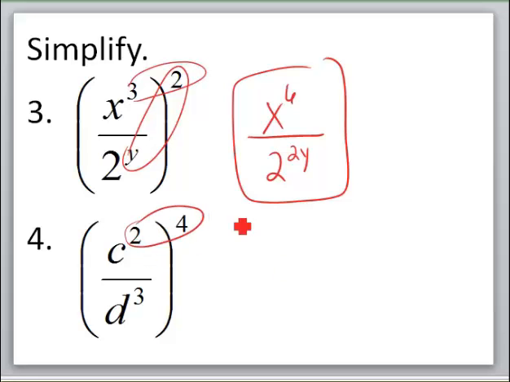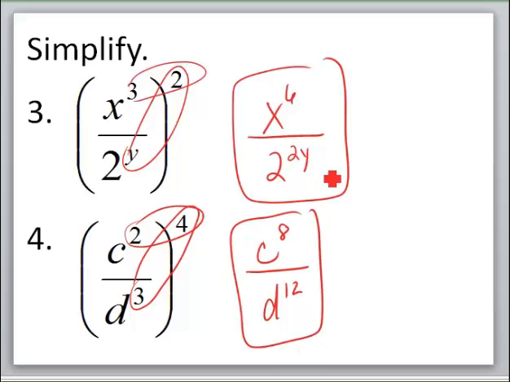The next problem, I've got c to the 2 times 4, which is negative 8. And then I have d to the 12th power, 4 times 3. Again, they are not like bases, so I am finished with that problem.